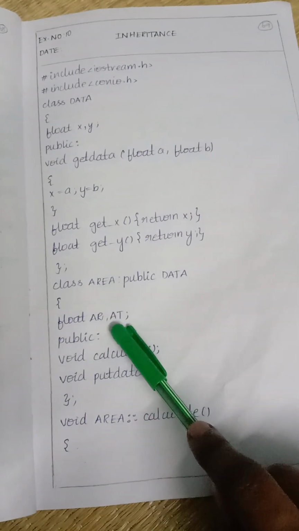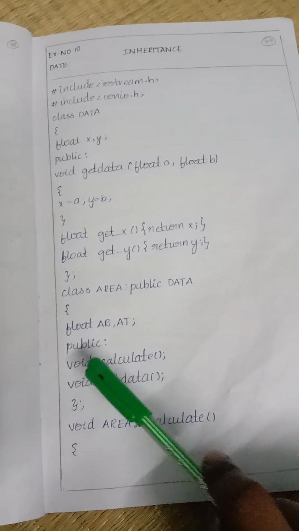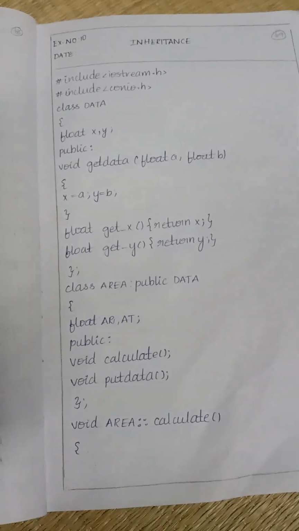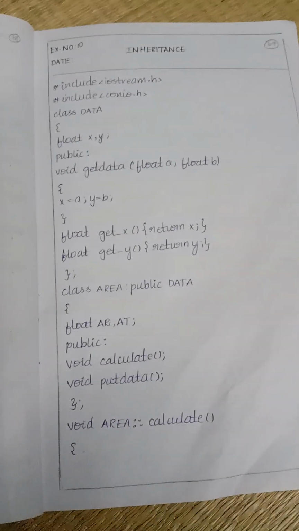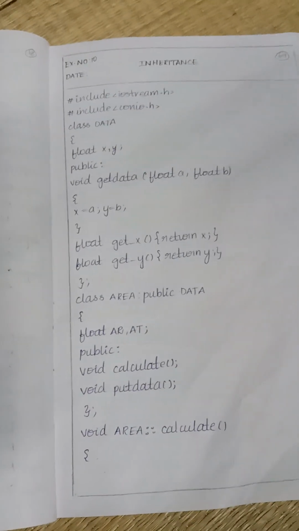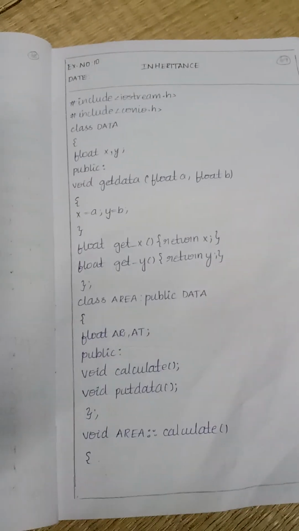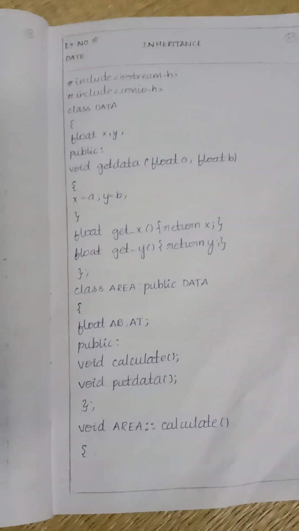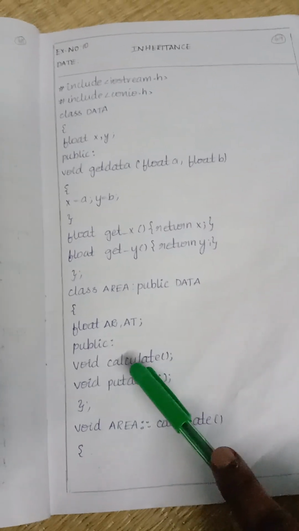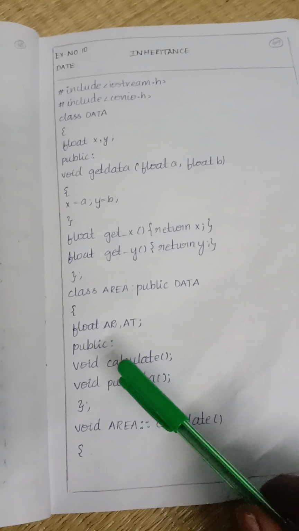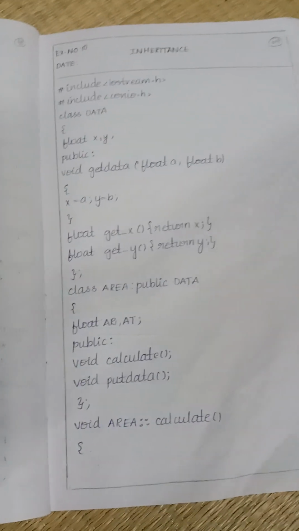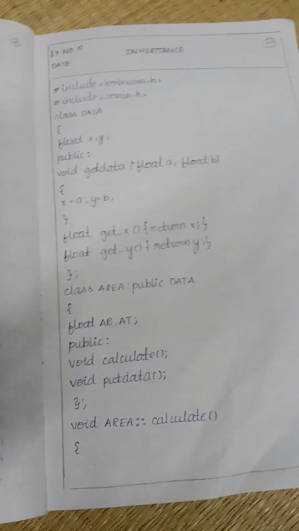So float ar and at we are declaring, and public, the function declaration. Here it is known as function declaration, because before the function definition we declare that we are going to use that function. So before that I'm declaring these functions, which I am going to use further on. So public void calculate and void putdata. Here two functions we are going to use, calculate and putdata, and the return type is void. Then close bracket, semicolon. Wherever a class ends, it ends with a semicolon.